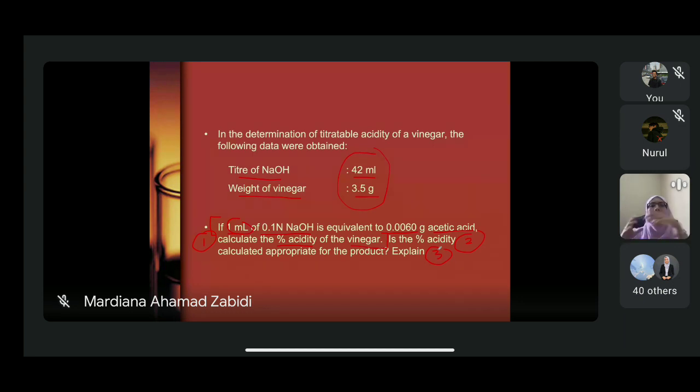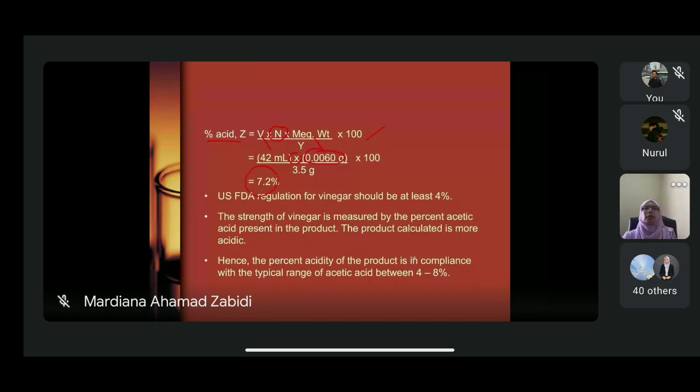Okay, so macam mana nak tahu appropriate ataupun tak? Refer back to your previous slide. What is the range for acetic acid that is considered as acceptable by US FDA for the range of acetic acid in vinegar? Natural vinegar. Okay, then explain. Kiranya first task, you need to calculate the percentage of acidity. Second is whether it is appropriate or not appropriate. You need to let the reader know your value, is it according to the US FDA ataupun tak, then you need to explain. Okay, so the answer ni dia ada macam 3 point lah.